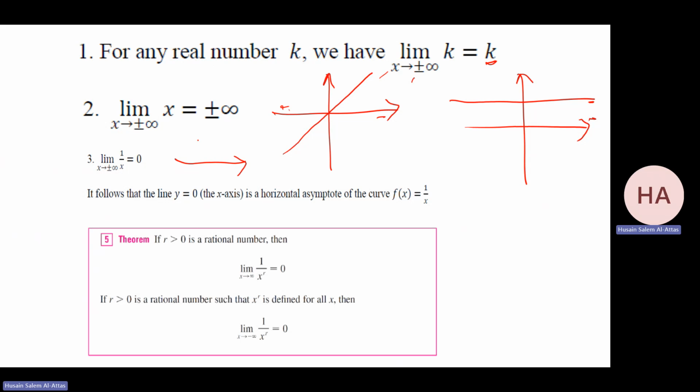For this function, 1 over x, if you know the graph, it will make it easier for you. As x goes to plus infinity, the function is going to 0. As x goes to minus infinity, the function is going to 0. So do we have a horizontal asymptote for 1 over x? Yes, it will be y equals 0. This is what we did before. As I said, for minus infinity, I need x to the power r to be defined. I don't have a square root of a negative value.